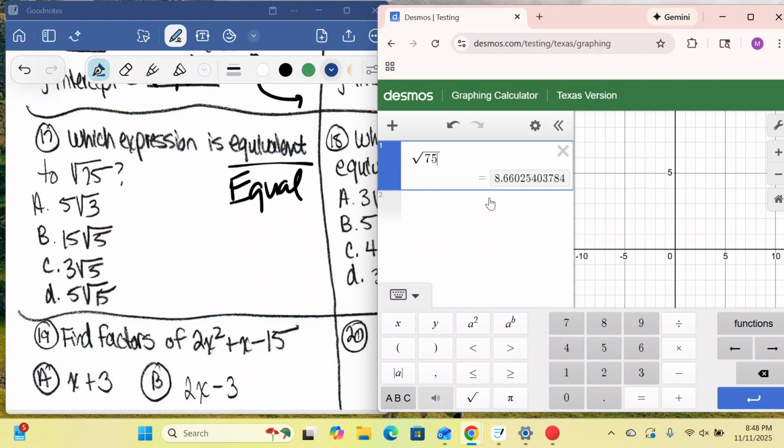And it gives me 8.66025 whatever it is. So then I'm going to input letter A right here, and I'm going to check it. If they're equal, they're equivalent. If they're not equal, they're not equivalent. So I'm going to go ahead and input 5 square roots of 3. Are they equal?